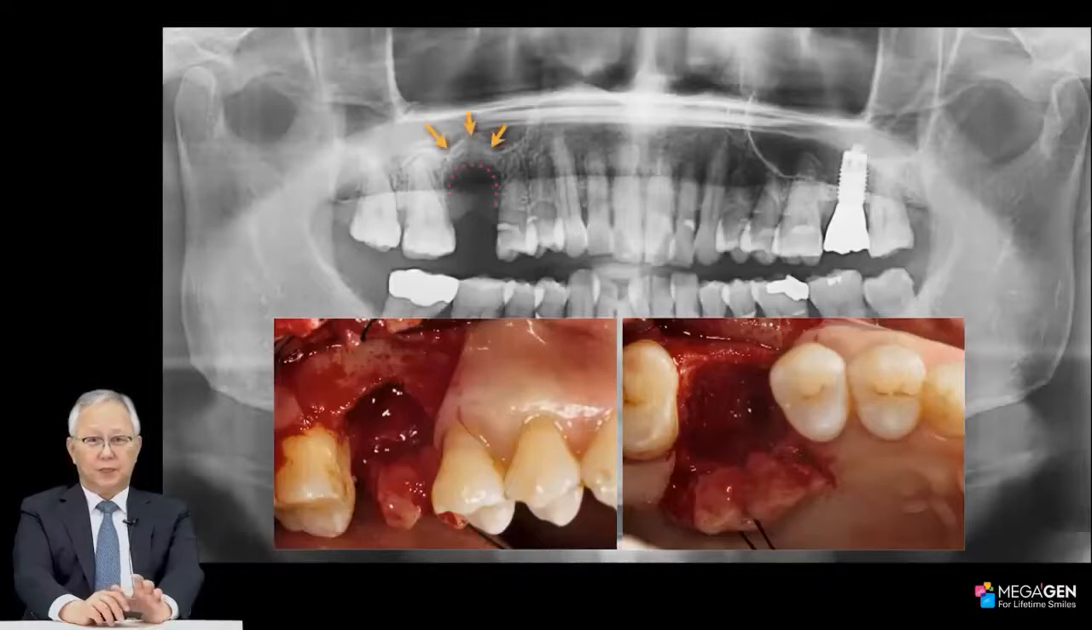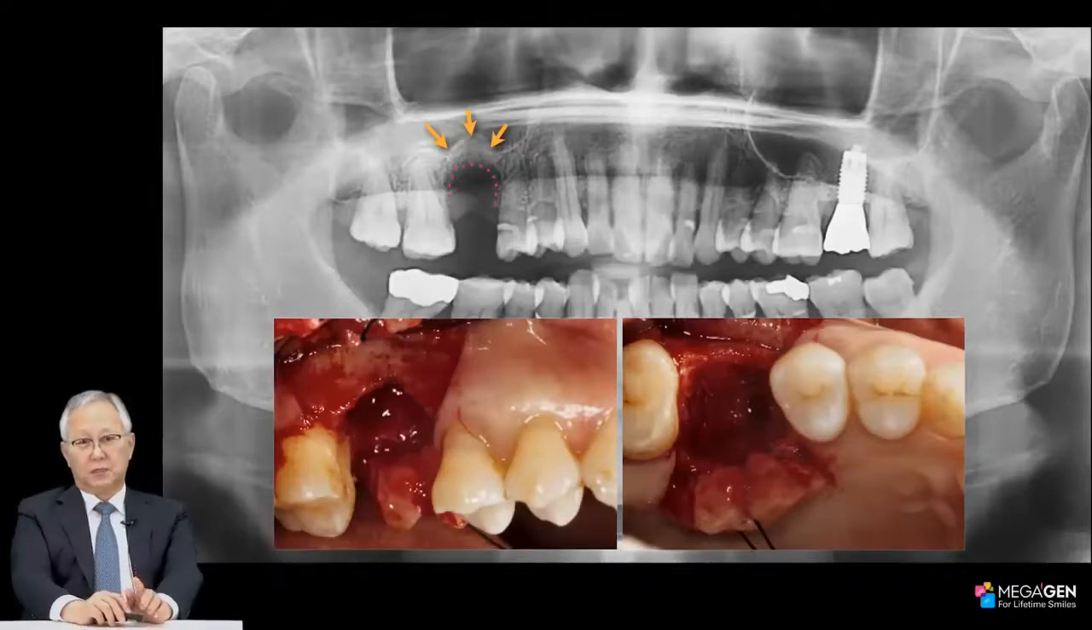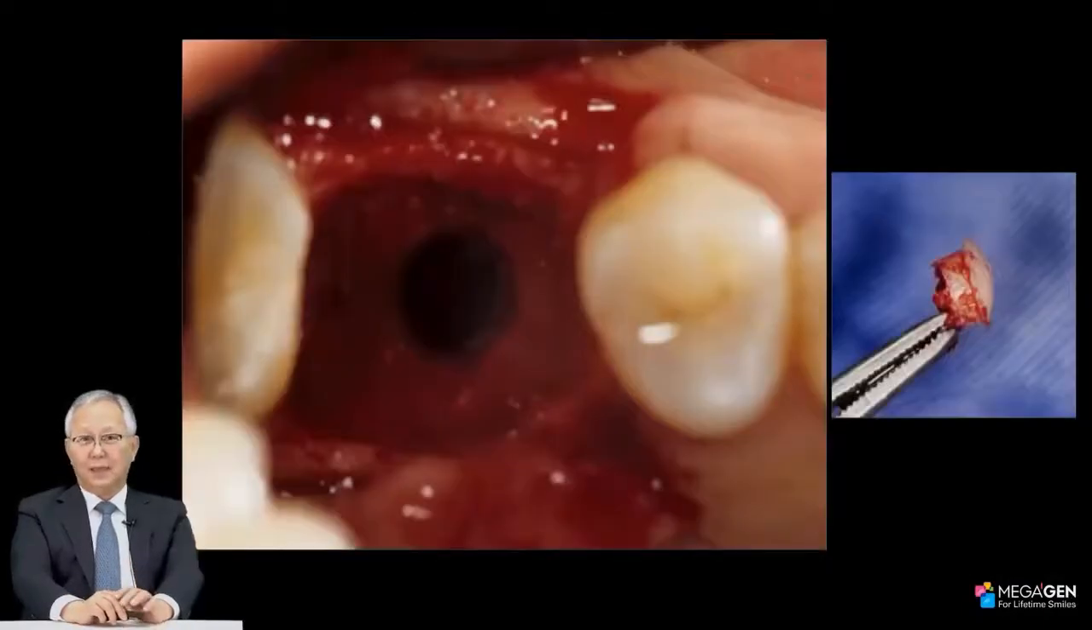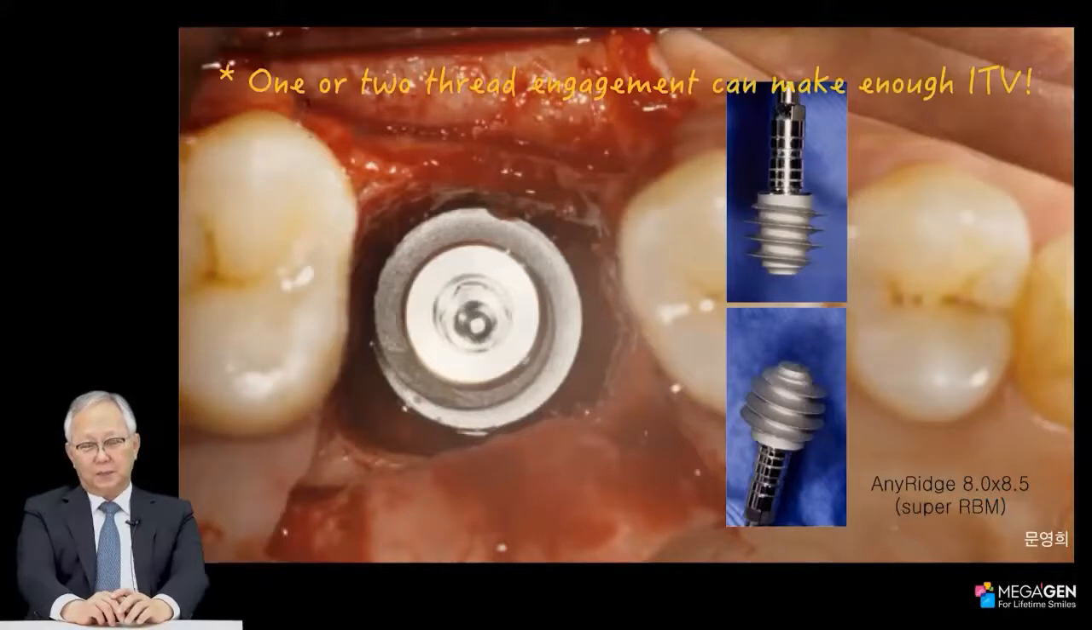But how can we do this? How can we deal with this? Most doctors will put the bone graft first and wait 6 months, then try to place implants and wait 3 months again. So in total, we need almost 1 year to finish this single case. But I used the AnyRidge with excellent initial stability and with the shape of the implants.